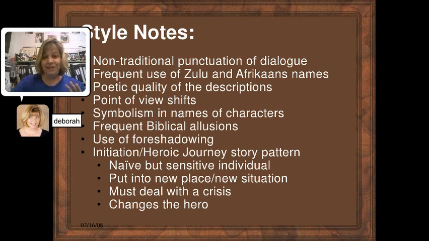Now, as you pick up the book and start reading, you're going to notice some interesting things. For one, Alan Paton does not use traditional punctuation of dialogue. He uses a series of just small slashes to say when people are speaking, and it gives this kind of free flow style to the novel. You'll notice a lot of the names and the language are from Zulu or from Afrikaans, and they may be unfamiliar to you. And there is a glossary in the back of the book that will help you through that.